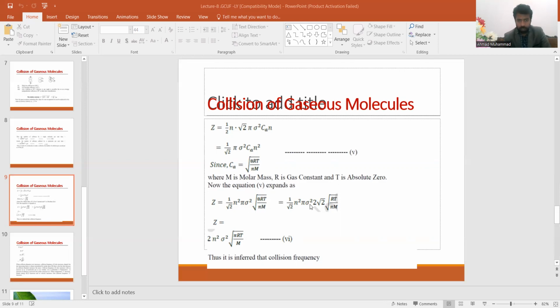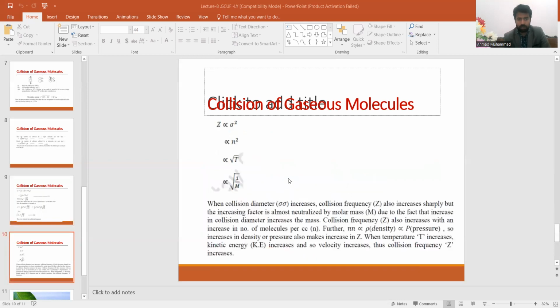In this equation we change one thing. We have solved the root 8, which becomes 2 into root 2. Then the final equation for the collision frequency is equal to 2 n square sigma square root of pi RT over m. So this is the collision frequency.